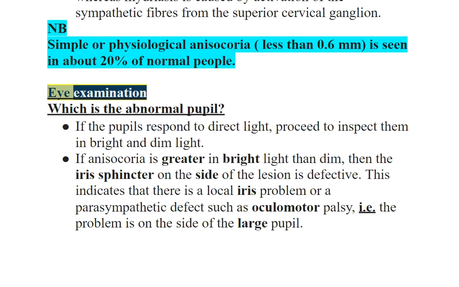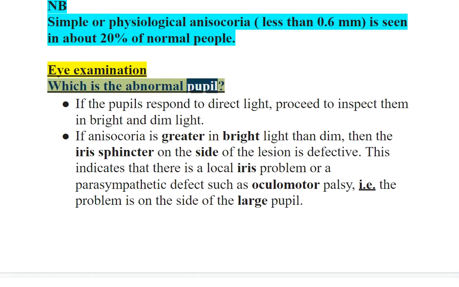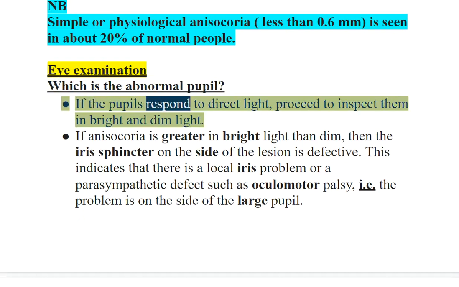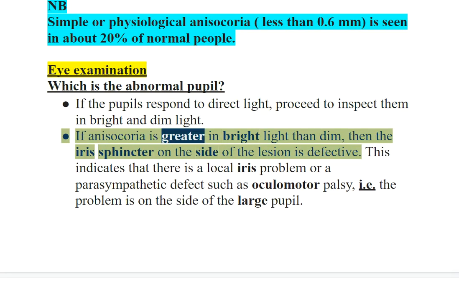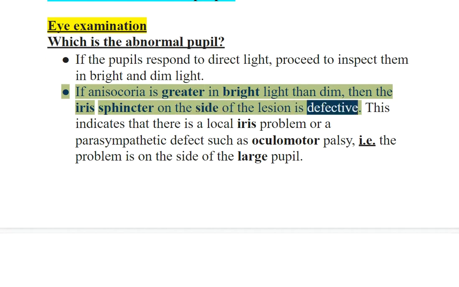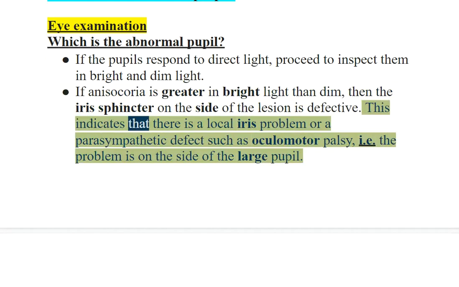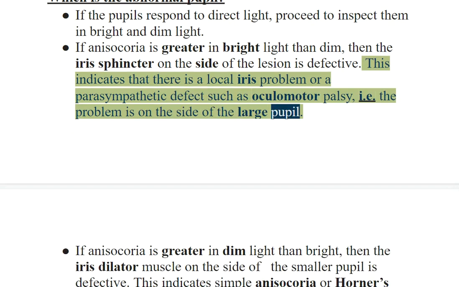Eye examination. Which is the abnormal pupil? If the pupils respond to direct light, proceed to inspect them in bright and dim light. If anisocoria is greater in bright light than dim, then the iris sphincter on the side of the lesion is defective. This indicates that there is a local iris problem or a parasympathetic defect such as oculomotor palsy, i.e. the problem is on the side of the large pupil.